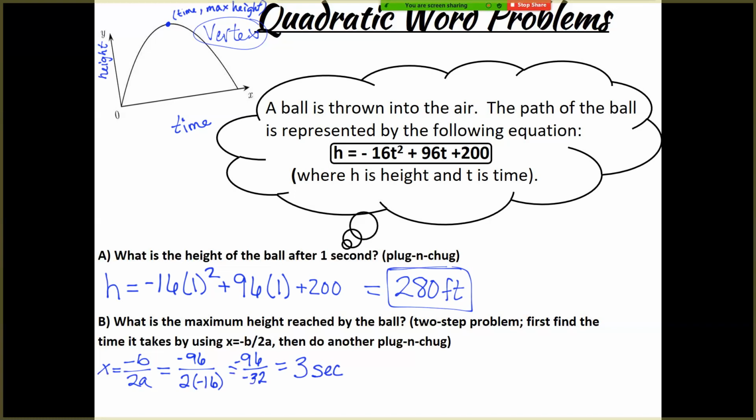To figure out what that maximum height is, we're going to do another plug and chug. We're going to take that 3 and plug it in for the time. We know the ball is at the maximum height at 3 seconds. To find the height, we're just going to plug 3 in to find the height at 3 seconds. So negative 16 times 3 squared plus 96 times 3 plus 200. So we found the x value, which is the time it takes to get to the maximum height. To find that, we just take 3, plug it in for the time.